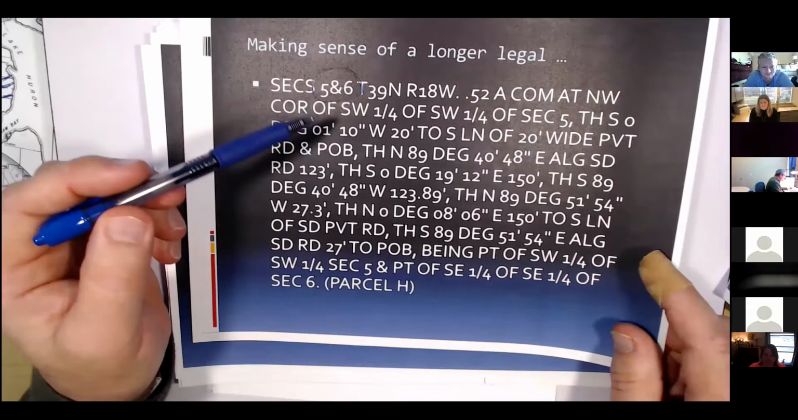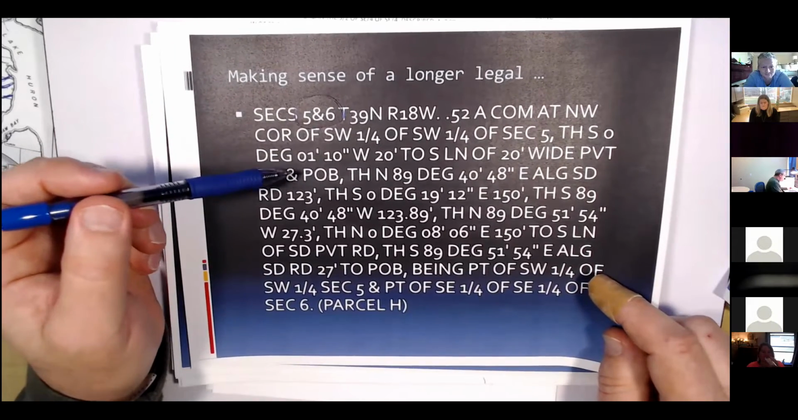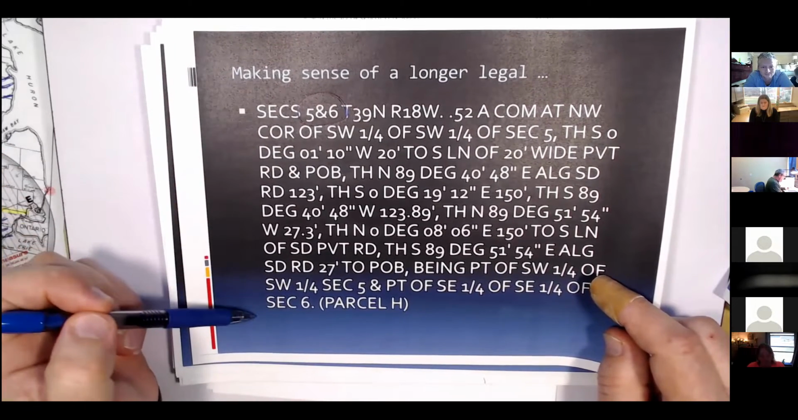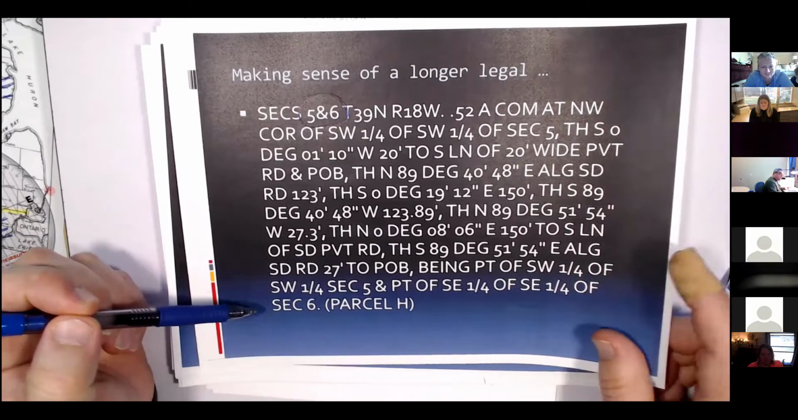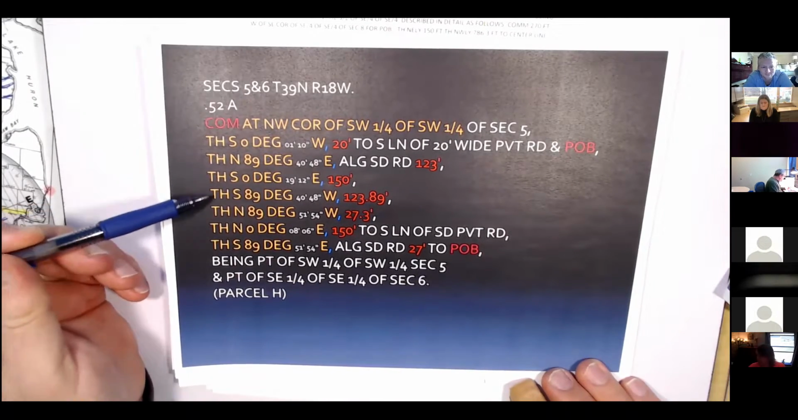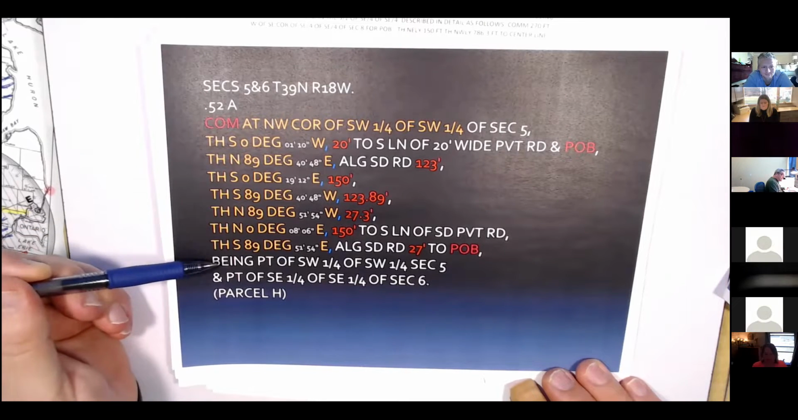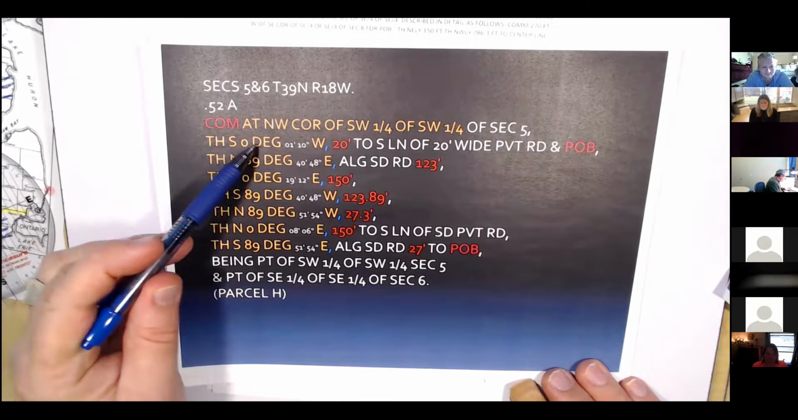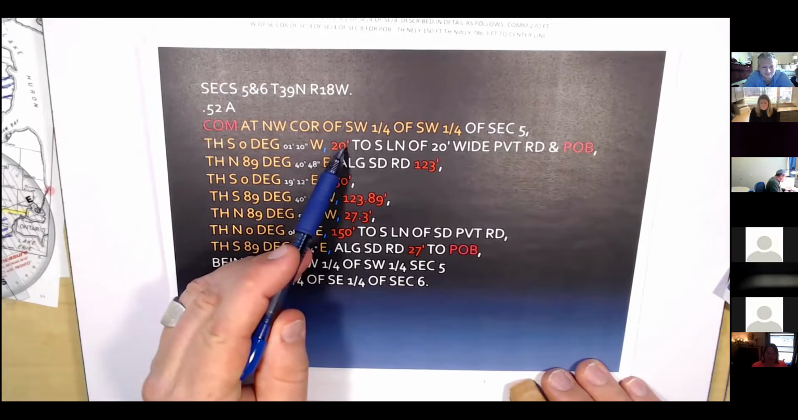So we're going to do now what I suggested you do earlier, which is we're going to copy this into a word processing program, and then we're going to parse it. We're looking for all the thens. Every time you've got a then, you're starting a new line. It's going to tell you your direction. It's going to tell you your distance.